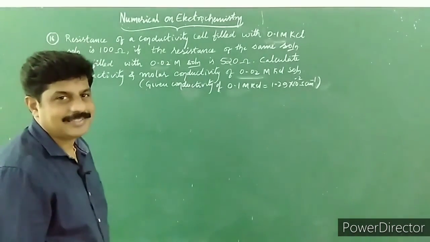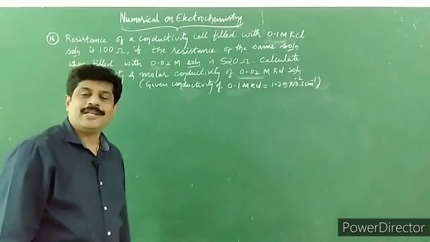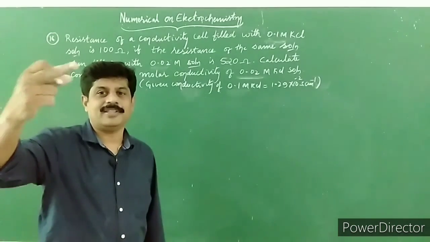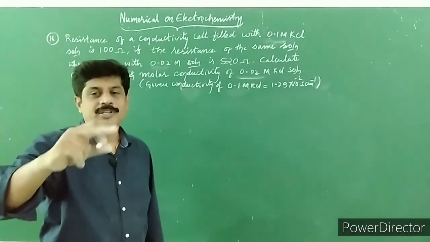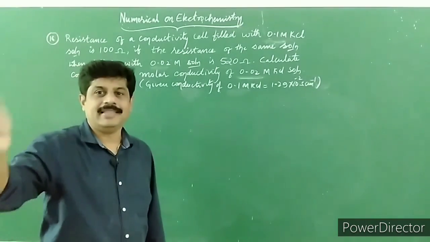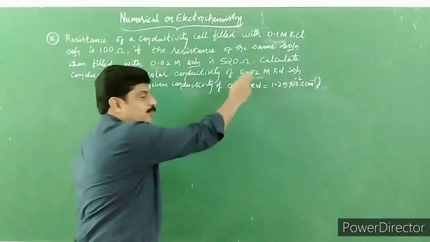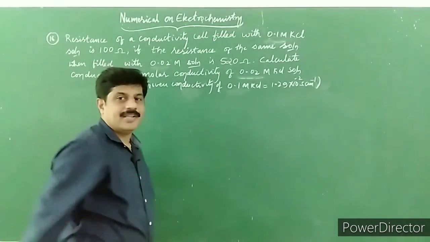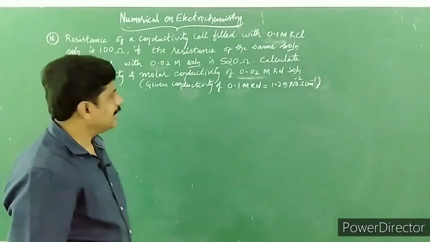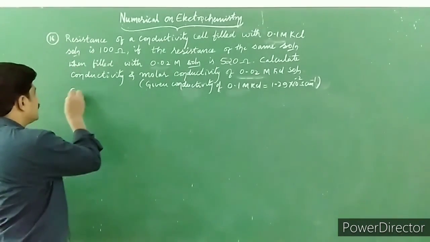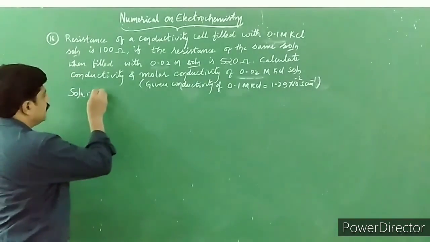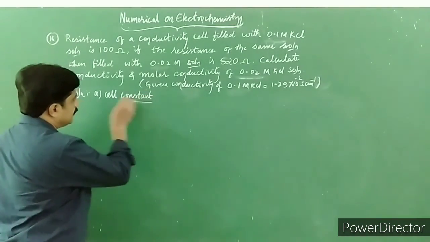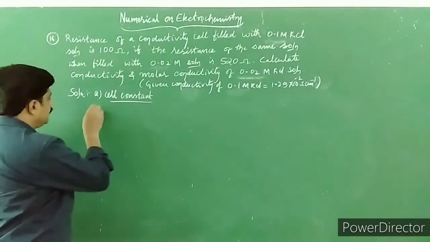Children, in this case, we need to solve the numerical in 3 different parts. First, you need to find out the cell constant by using the data for 0.1 molar KCl solution, and then conductivity of 0.02 molar KCl solution. At the end, the third part is for finding the molar conductivity of 0.02 molar KCl solution. Let me solve this numerical for you. Solution. Children, the first part I said that I am going to find out cell constant, and let me write down the data.